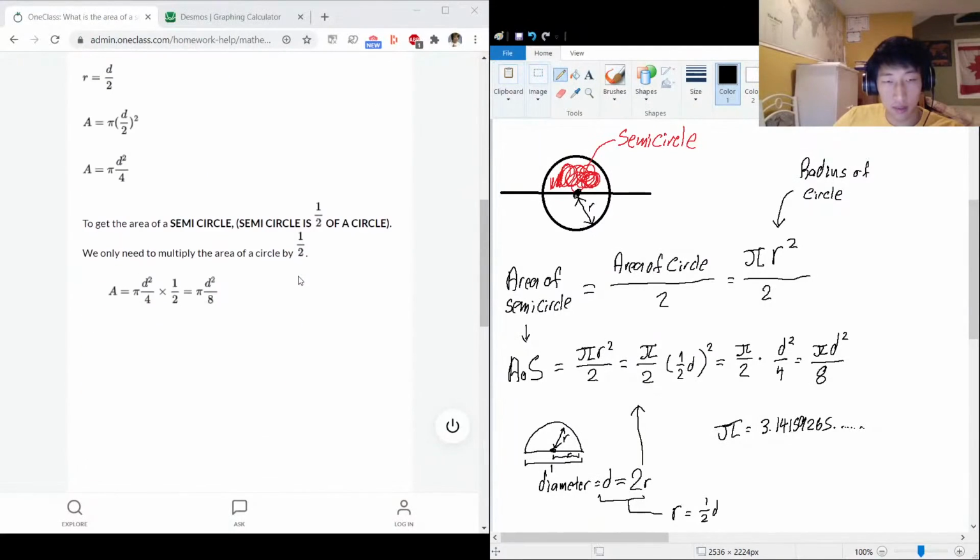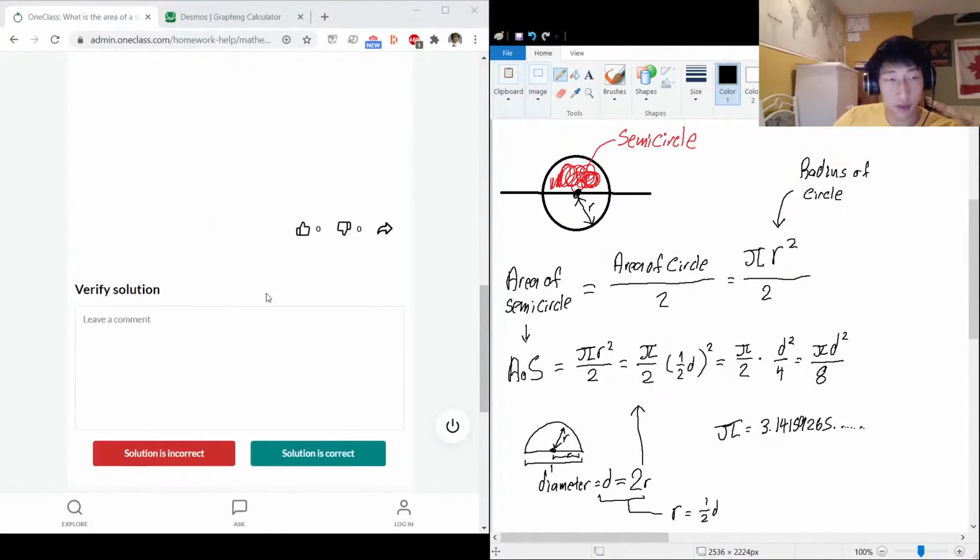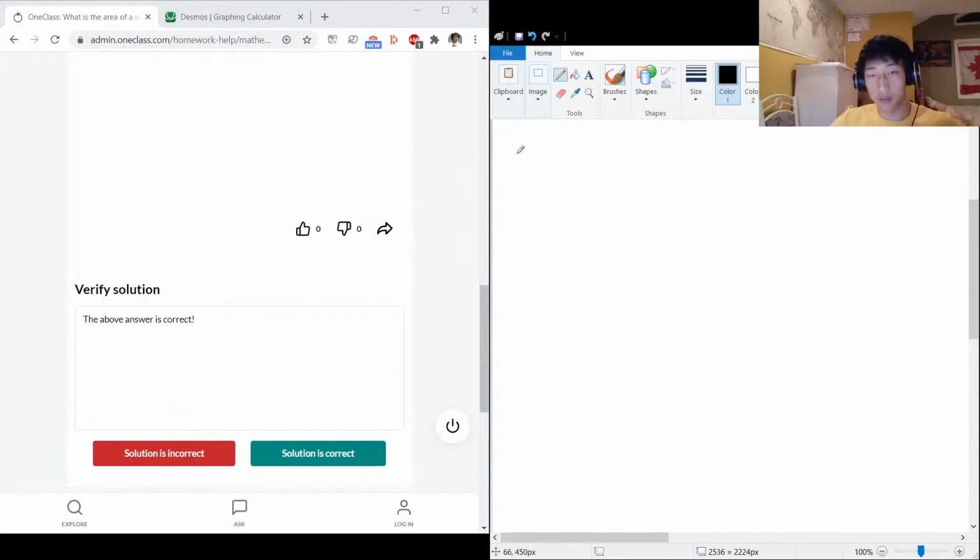And it would seem that the solution that we have here on OneClass definitely agrees with us. So we can verify that the above is correct. Cool. Let's clear this out and let's get it moving to the next.